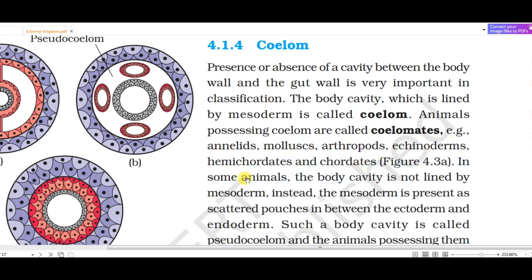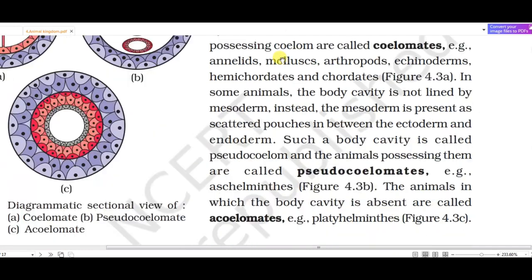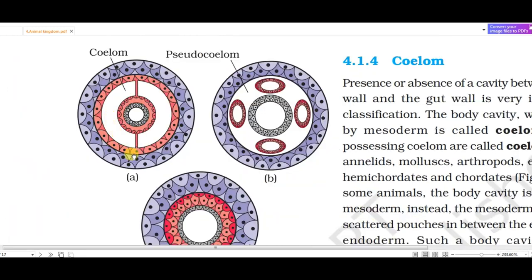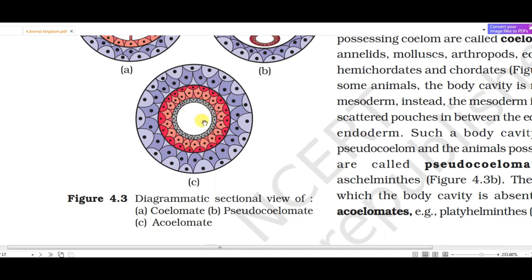In some animals, the body cavity is not lined by mesoderm. Instead, the mesoderm is present as scattered pouches in between the ectoderm and endoderm. Such a body cavity is called pseudocoelom. The animals possessing it are called pseudocoelomates. Example, Aschelminthes. The animals in which the body cavity is absent are called acoelomates. Example, Platyhelminthes. The white colored one in figure A is known as the coelom. In B, there is pseudocoelom, the scattered pouches. And in figure C, there is no coelom, known as acoelomate.